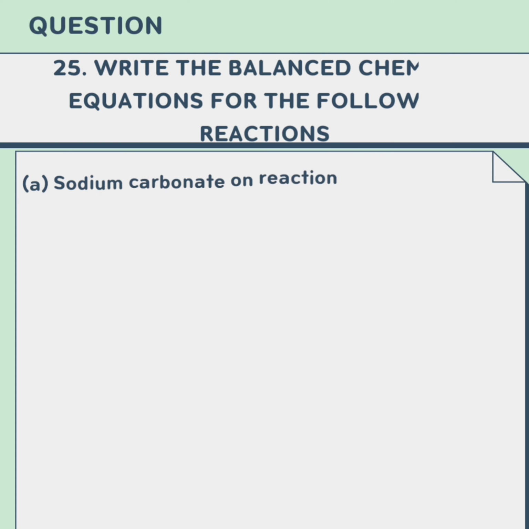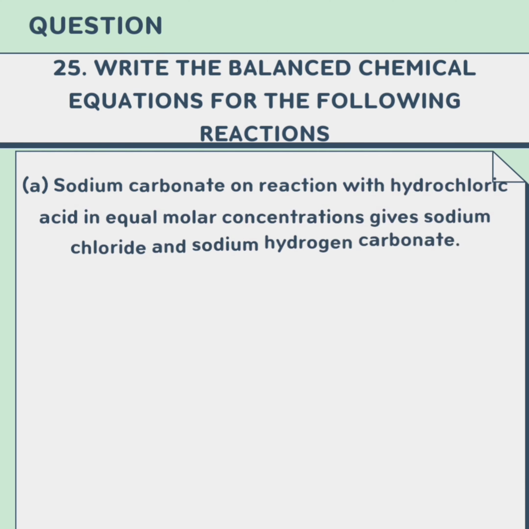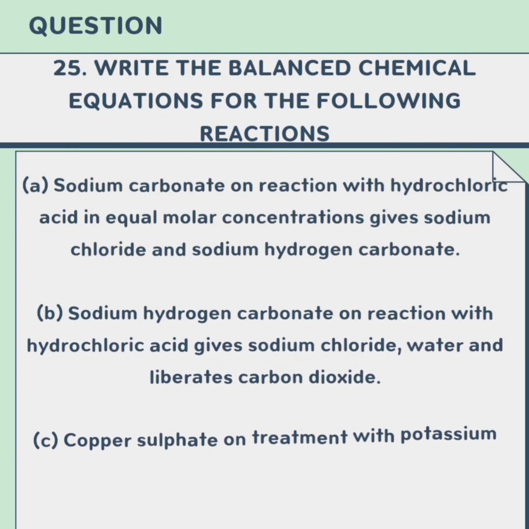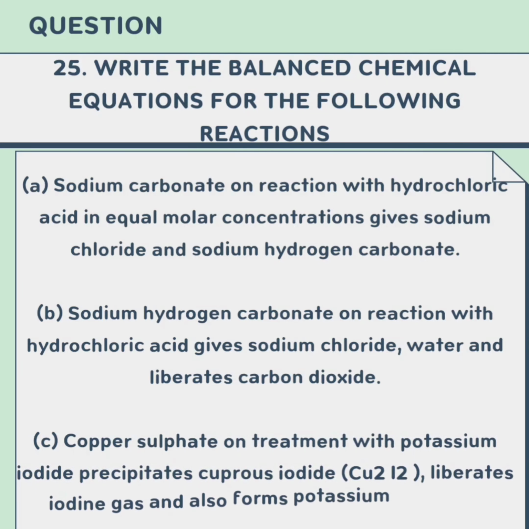25. Write the balanced chemical equations for the following reactions. A. Sodium carbonate on reaction with hydrochloric acid in equal molar concentrations gives sodium chloride and sodium hydrogen carbonate. B. Sodium hydrogen carbonate on reaction with hydrochloric acid gives sodium chloride, water and liberates carbon dioxide. C. Copper sulfate on treatment with potassium iodide precipitates cuprous iodide, Cu2I2, liberates iodine gas and also forms potassium sulfate. Answer.